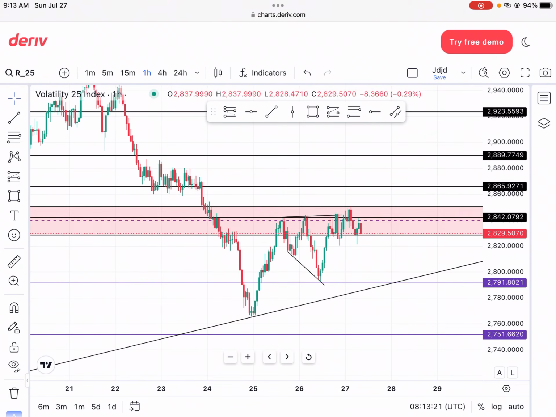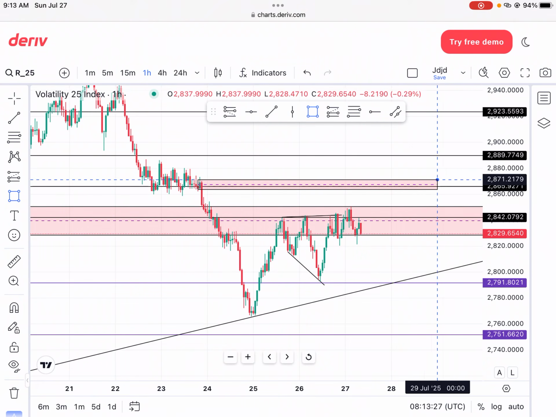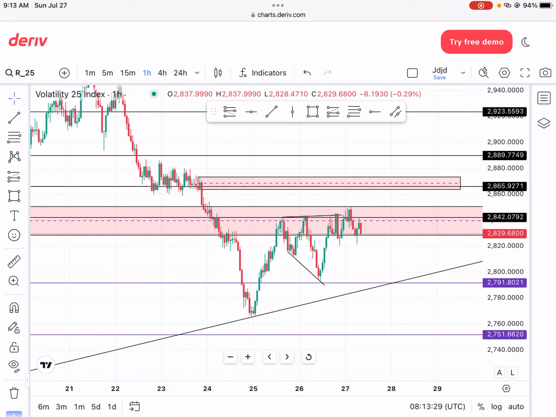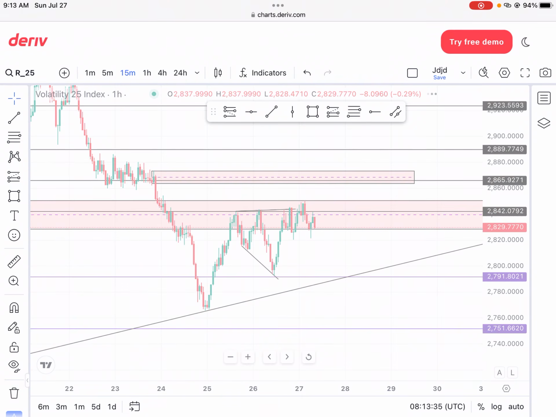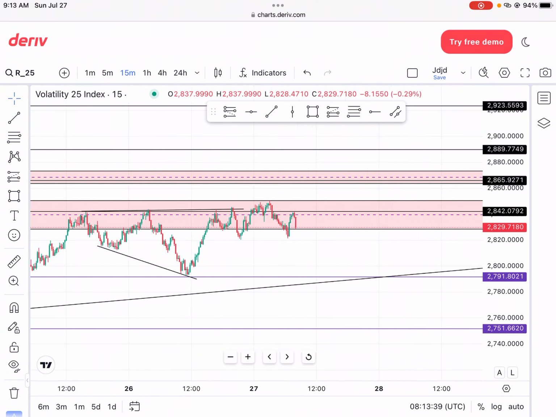Now I want to highlight this order block right here so that we're not going to skip anything. Always remember, order blocks are very important. They play a crucial role in your trading. Now that is an order block right there. As you can see, that is another order block right there. Now I want to head over to the 15 minutes time frame. That is where we're going to be stopping our analysis. We don't want to go below that.